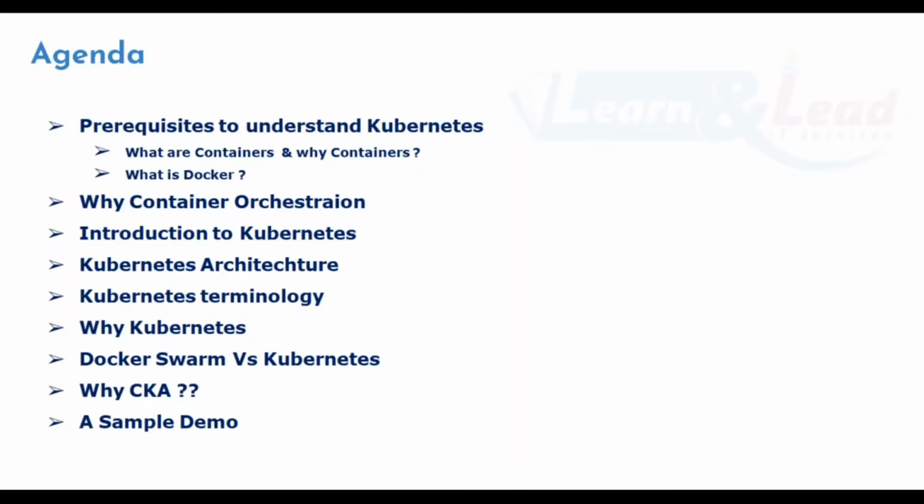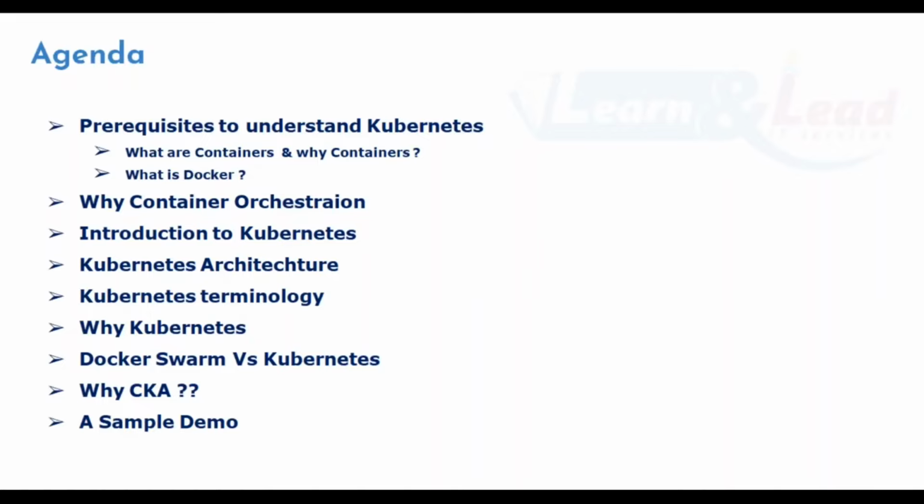And after that, we'll introduce you to Kubernetes, and then we'll quickly discuss the Kubernetes architecture, and then Kubernetes terminology, and then why exactly we need to choose Kubernetes. Why not any other container orchestration? So we'll quickly compare a couple of things with Docker Swarm versus Kubernetes also. And then why do we need to go for a certification on Kubernetes? That's also we'll try to discuss. And then finally, we will end with a simple demo that we'll be looking at. This is the agenda for today.